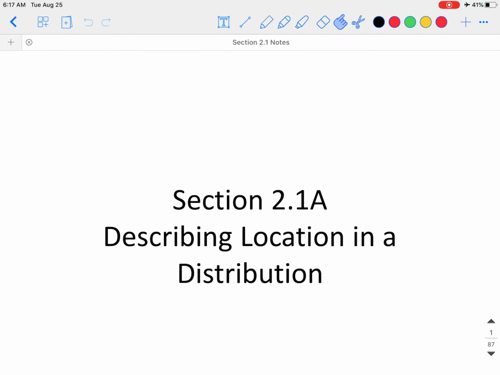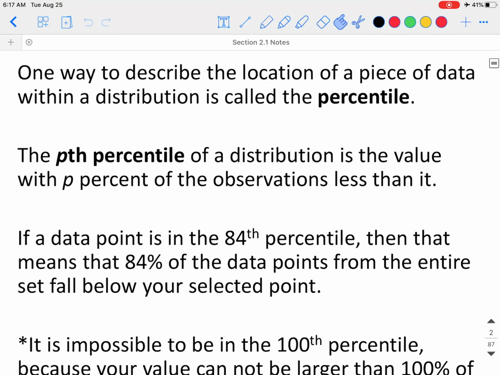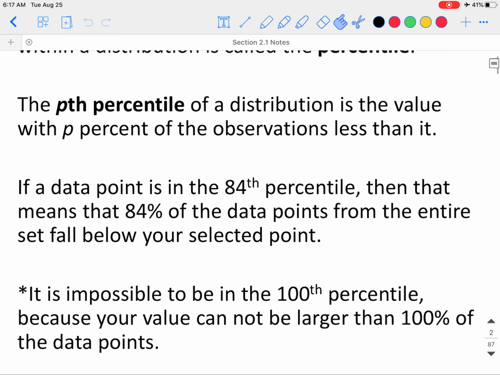This is section 2.1, part A, describing locations in a distribution. One way to describe the location of a piece of data within a distribution is called the percentile. The pth percentile of a distribution is the value with p% of the observations less than that. So if we say something is in the 40th percentile, that means 40% of the data fall below the point of interest. It is impossible to be in the 100th percentile because your value cannot be larger than 100% of the data.